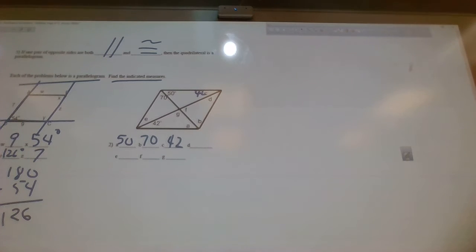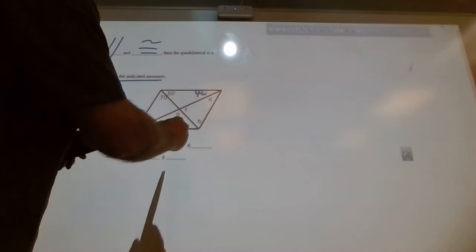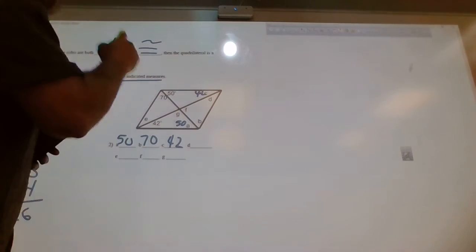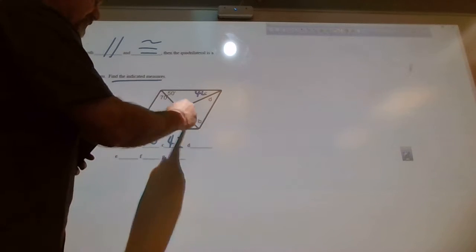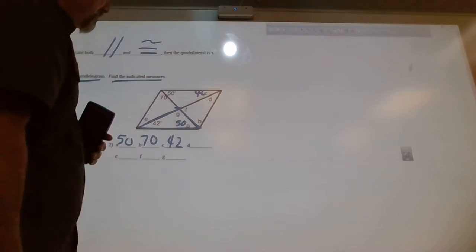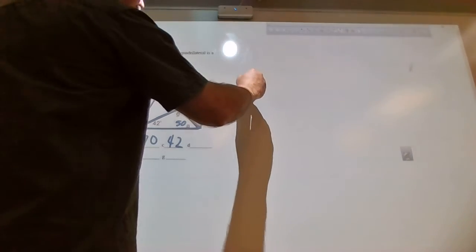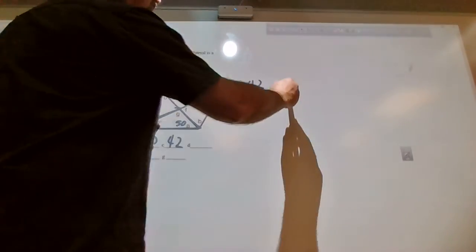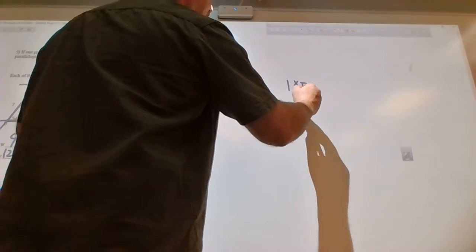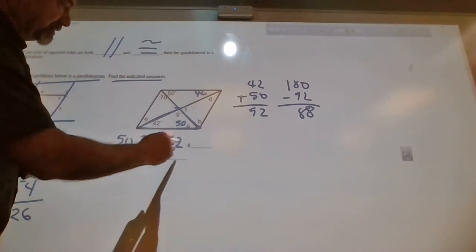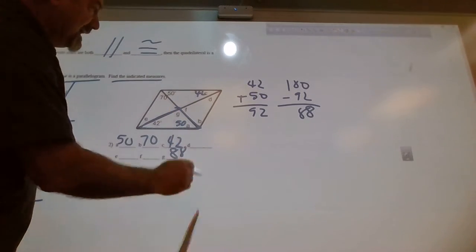All right, now, so this is 42. So now we can find, let's see, what else do we know? We know A is 50. All right, let's find G. G, this is a triangle right here, so we can find G. So it's going to be 42 plus 50 equals 92. From 180 minus 92 equals 88. So we know that G is 88.